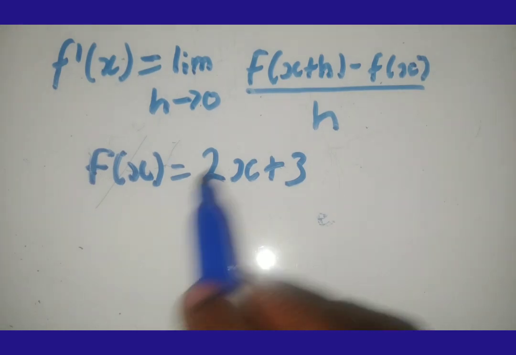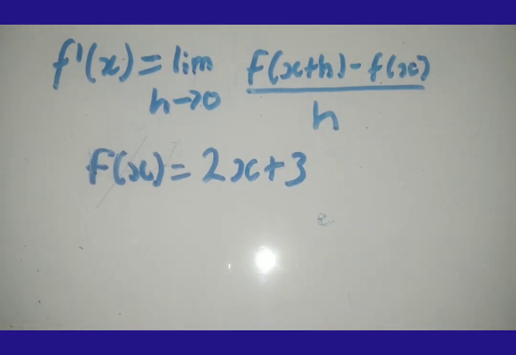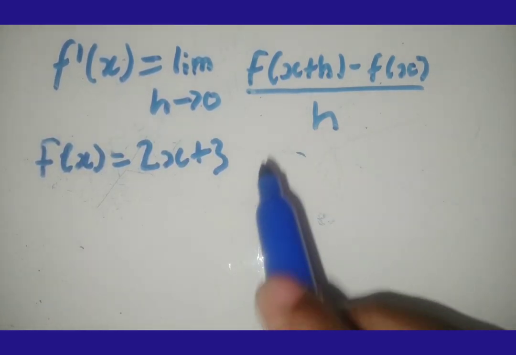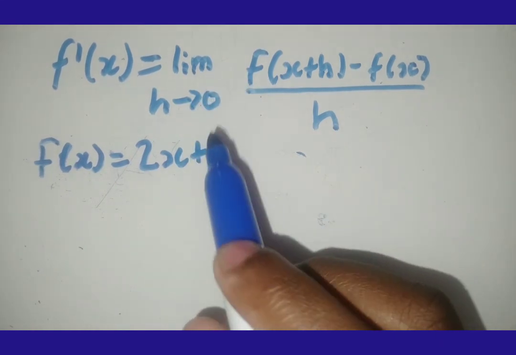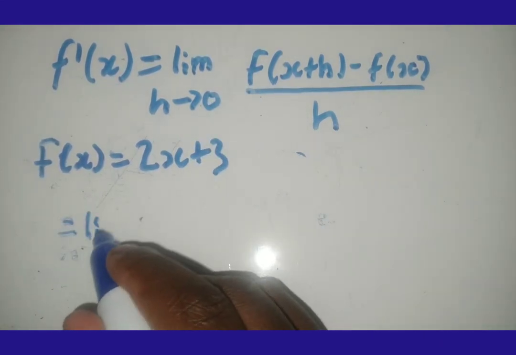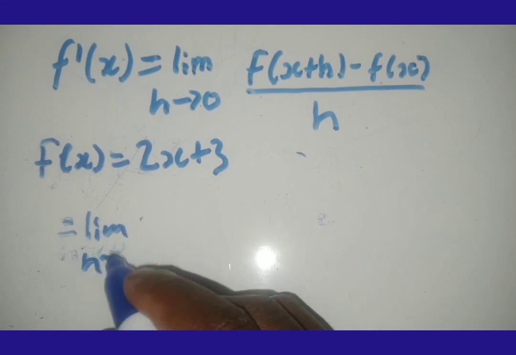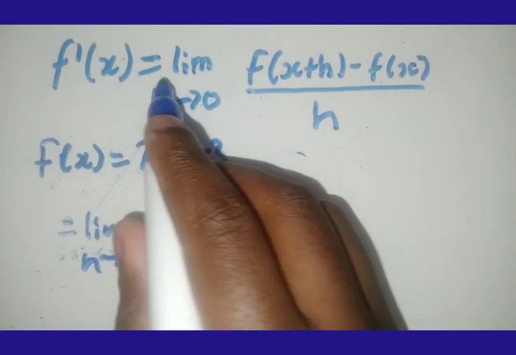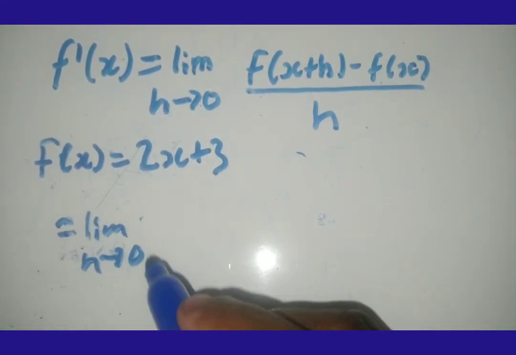So we're going to start. So let's substitute into the formula. Okay, I just had to shift it there. Okay, let's substitute into this formula. So this formula says limit as h tends towards 0. Notice the equal sign is before it, right? It's not after it. So we'll say equals limit as h tends towards 0.